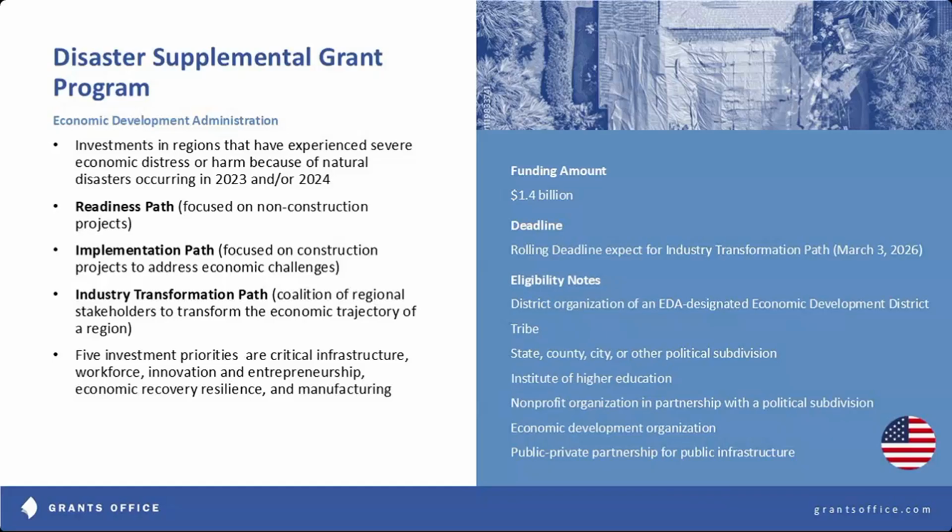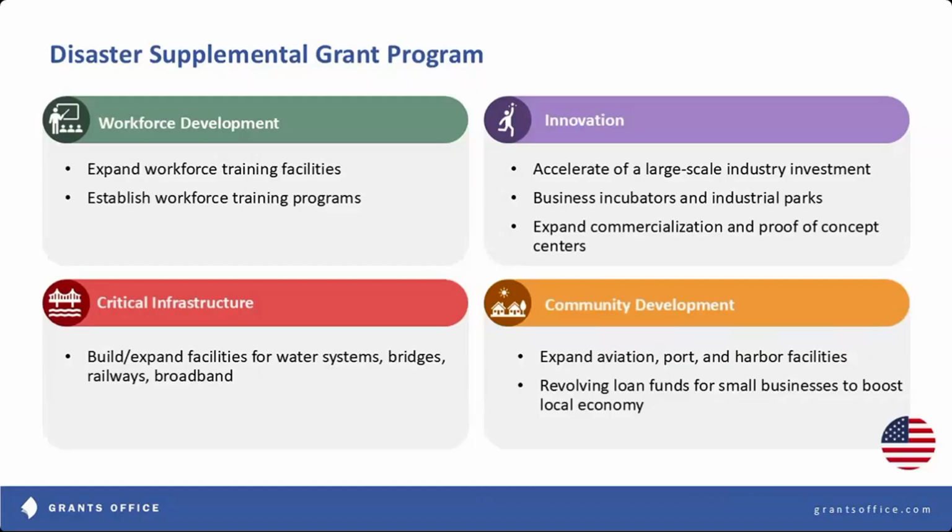And then you see here with some eligibility notes, anyone that is an EDA-designated economic development district can apply. Tribes, states, counties, cities, as long as there was a severe economic distress or harm because of a national disaster that occurred, you're eligible to apply. They really encourage that public-private partnership for public infrastructure. So now we're going to see exactly how this program fits across all 4 themes.